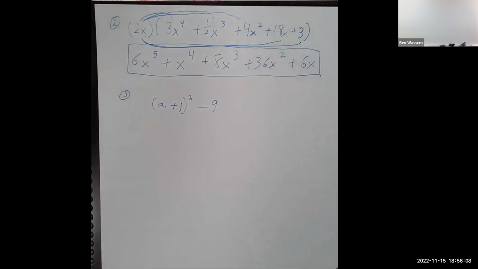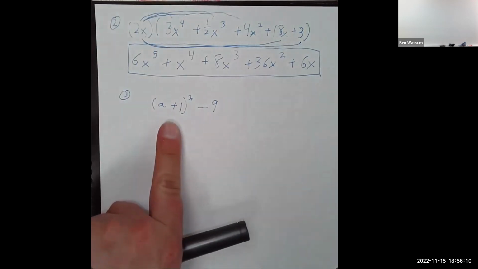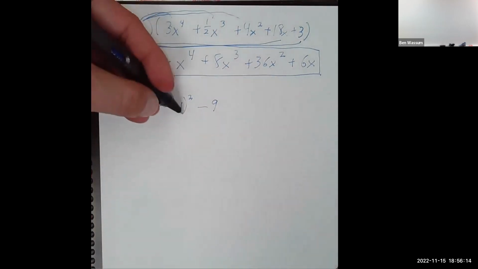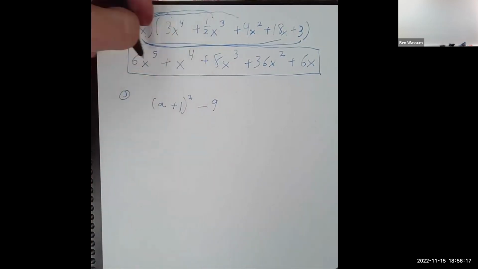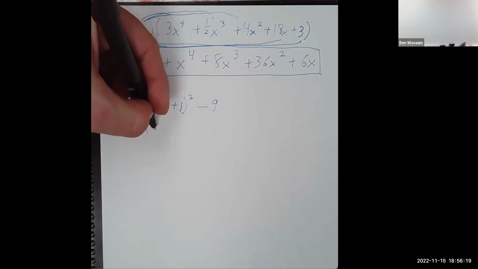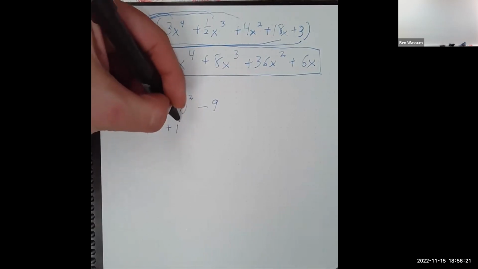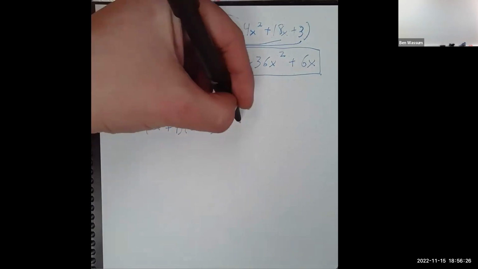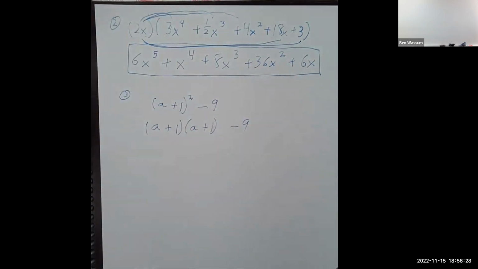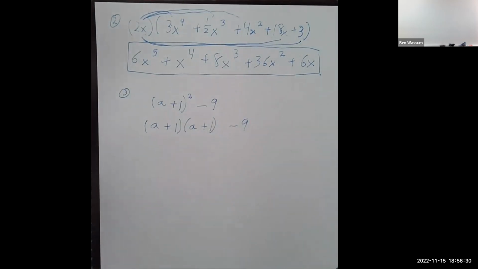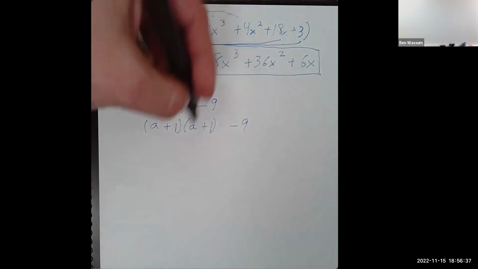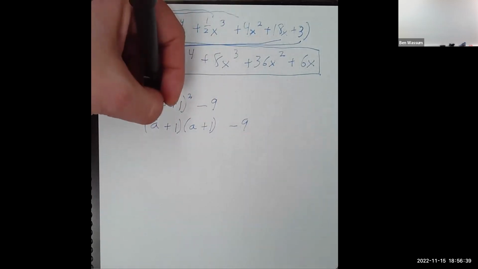All right. So we have a plus 1 being squared minus 9. So since we have a binomial squared, we're going to have a plus 1 multiplied by a plus 1. I'm just going to have that minus 9 trailing off to the side. It's just going to go down until we can actually bring it in. So again, we're going to multiply this guy through, just the same as the FOIL method.